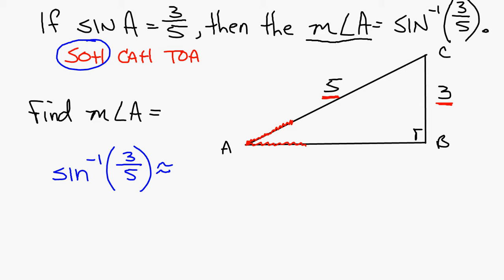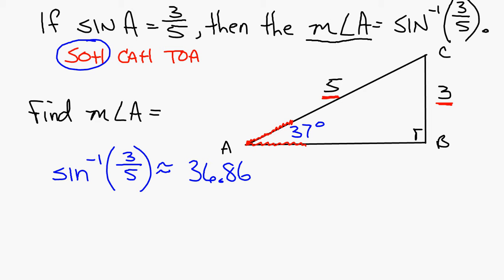Now, when you type this in your calculator, depending on which calculator you're using, you're going to have to enter it differently. But if you're using that TI-30XA, you're going to type 3 divided by 5 equals. Then you push the second button, which is the green button, and you push the sine button. And what does it tell you? 36.86. And today and tomorrow and Friday, you're going to be rounding degree measures to the nearest whole number. So this angle A is 37 degrees.